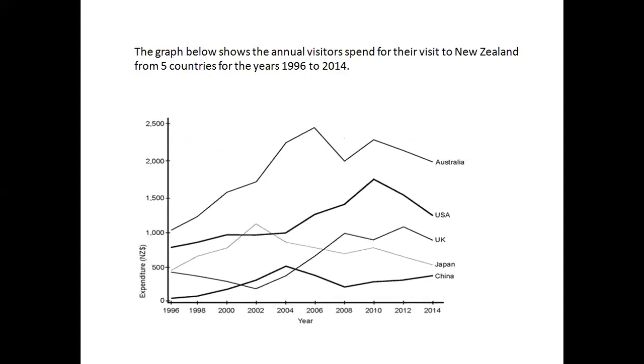Again, line chart now. The line chart represents the data. If you have a look at the graph, the y-axis, you'll see the figures. It's basically the amount, because the spending is being mentioned. So expenditure, of course, is the amount that was spent by those visitors coming from 5 different nations to New Zealand. And this is what needed to be written.